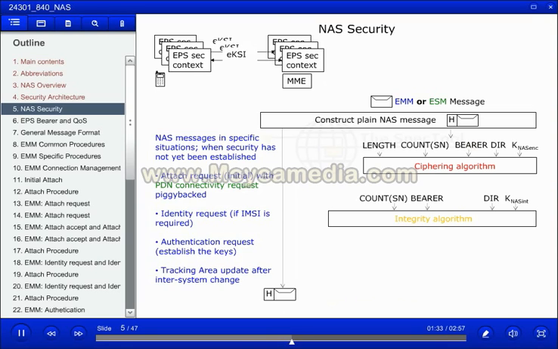Tracking area update after inter-system change is also sent without ciphering and integrity protection if no EPS security context exists.